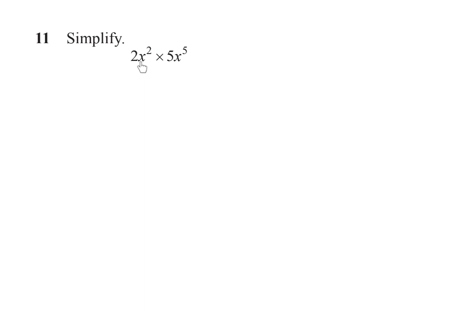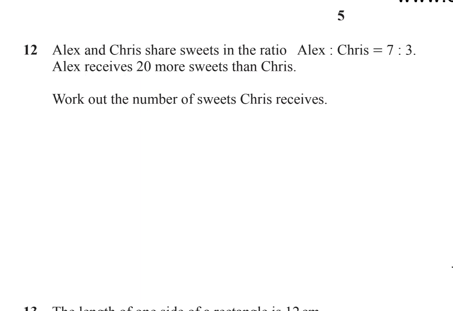Number 11, simplify 2x power 2 times 5x power 5. 2 times 5 equals 10. x power 2 times x power 5, add the powers, so x power 7.